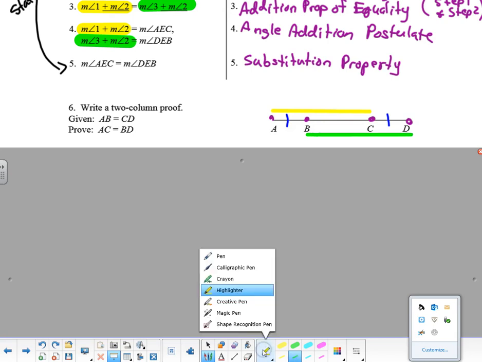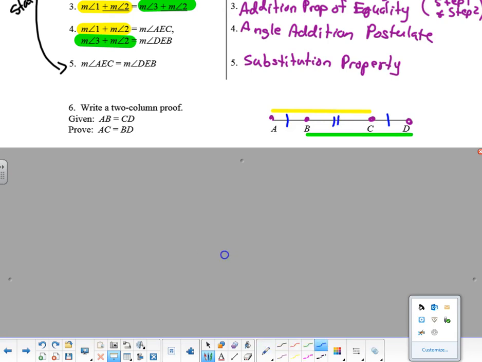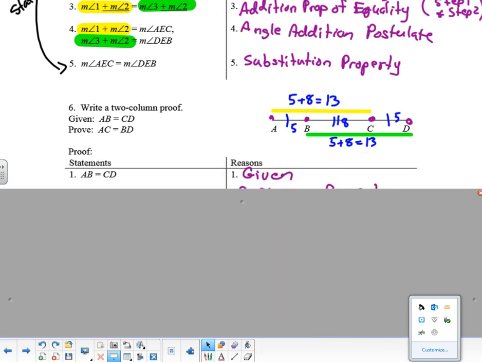Well, you're probably going to notice that if we just add BC to both of those, the two would be equal. And sometimes I like to think about it with numbers. Like if AB was 5 and BC was 8, what would we do? 5 plus 8 would be 13. Okay, those two would be equal. So let's see how we can go about proving that.